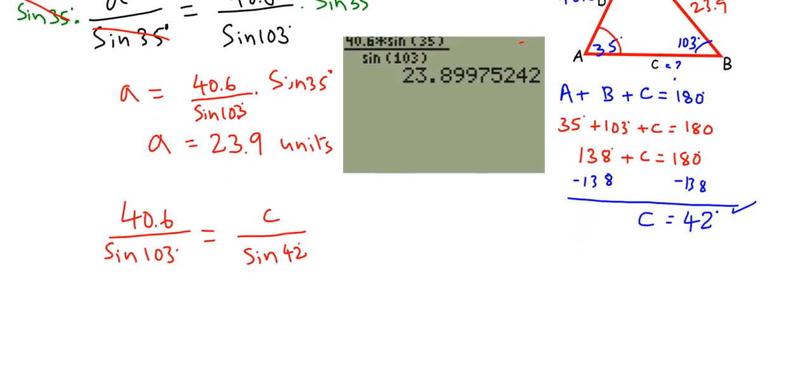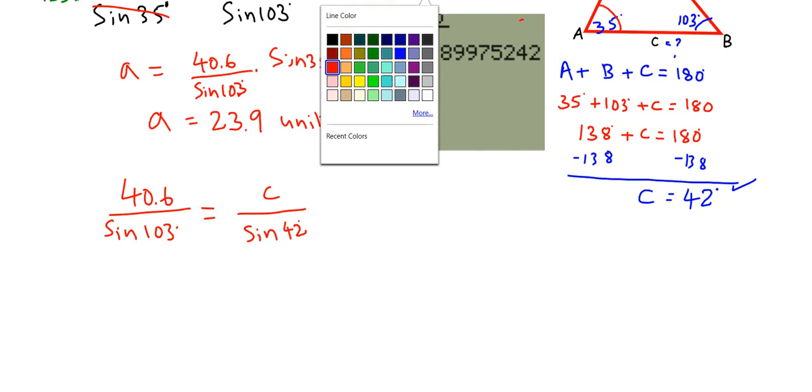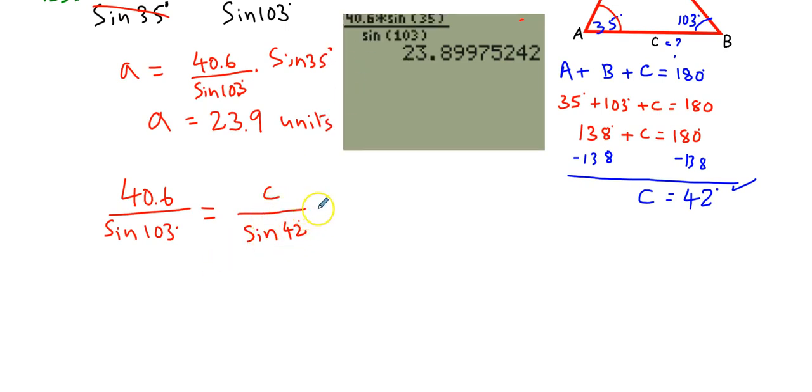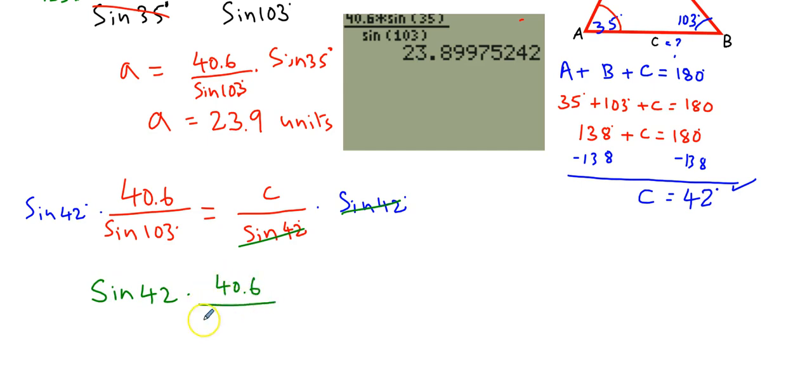Okay, now let us just repeat it. Now you are looking for C, so cancel off sine 42. I multiplied this on the right hand side. So same sine 42 multiply on the left hand side, so that this got cancelled. Now we are left with sine 42 times 40.6 over sine 103 degrees is equal to C, the measure of that side C.